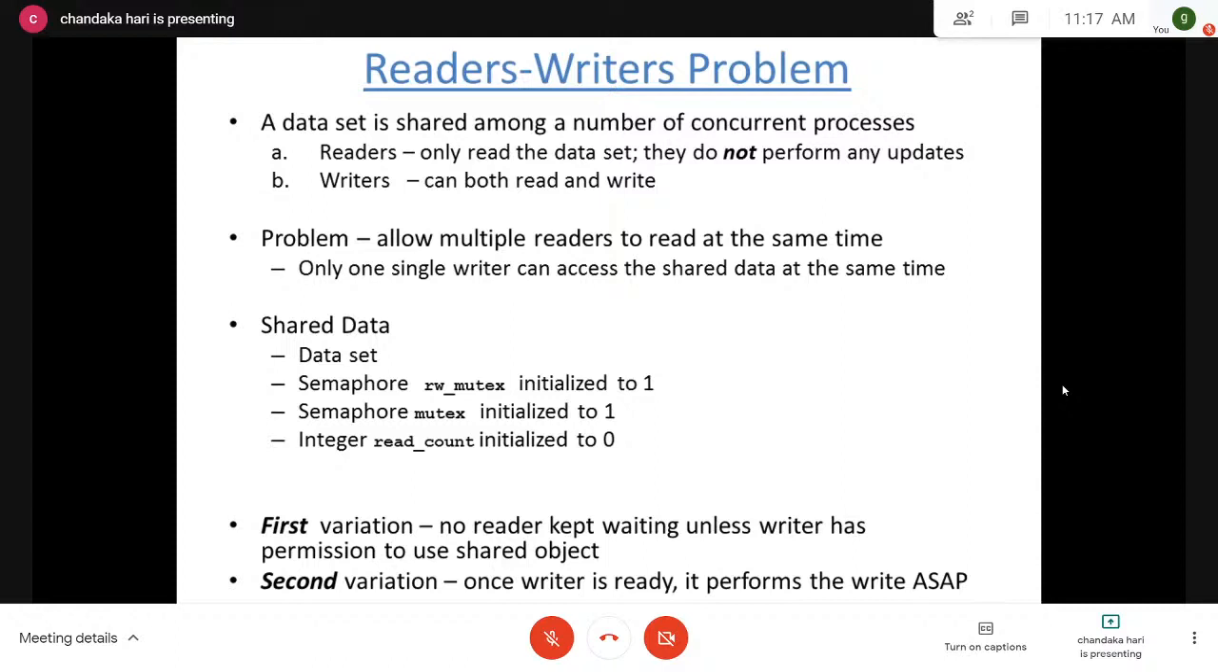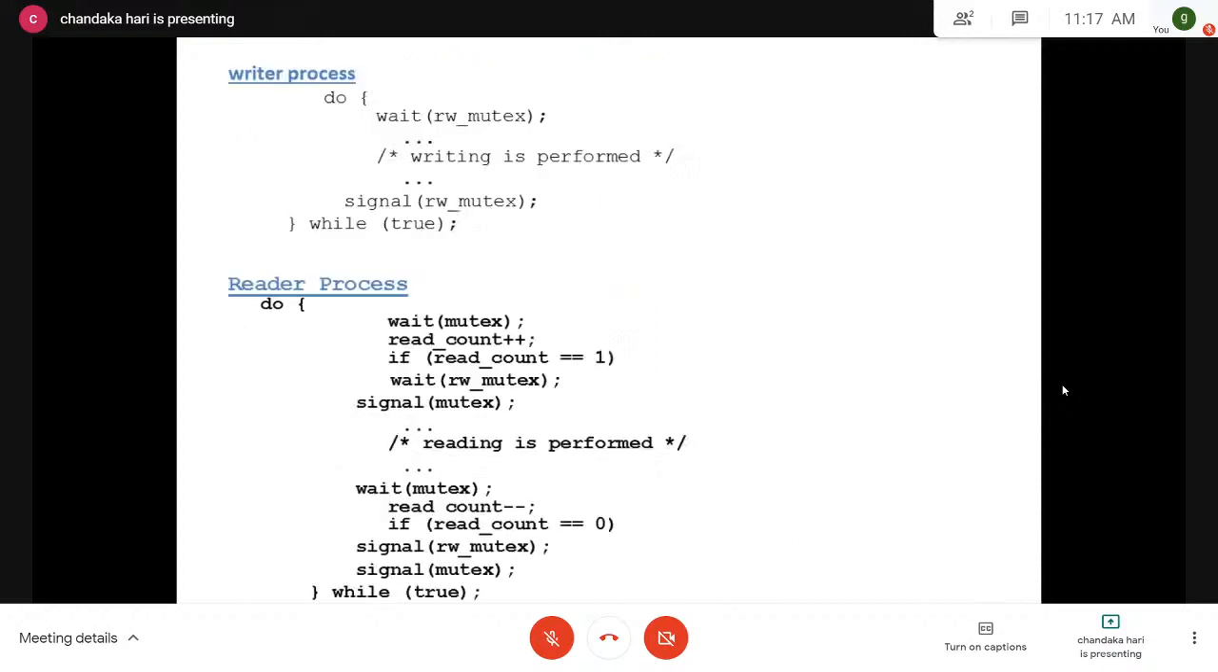Is it clear? No reader is kept waiting unless the writer has permission to use the shared object. So any number of readers is eligible if no one has obtained permission on write. And the second variation is that once a writer is ready, it performs a write as soon as possible. Now we'll see the solution.